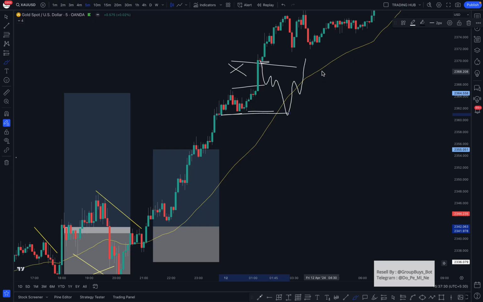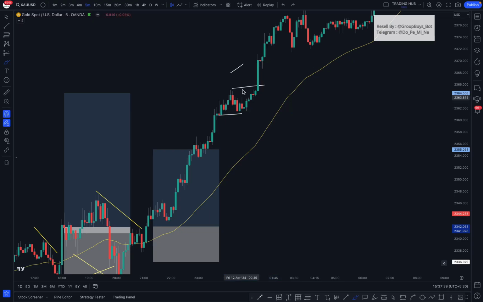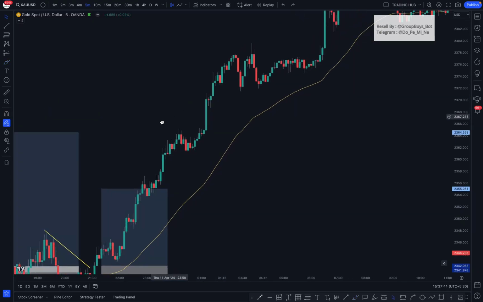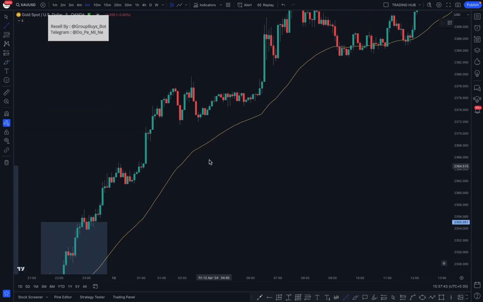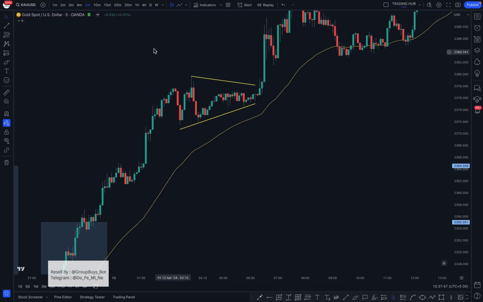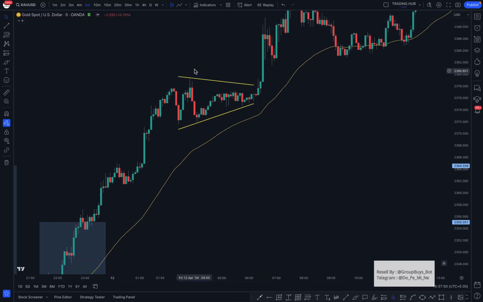Okay, so probably you need to wait for it to reject from the exponential moving average so we can buy or sell. Okay, so this is important. Another thing is here, look at this one. This is a strong, clear structure here. Breakout, and after this breakout, price continued higher. Okay, but you don't need to enter here.